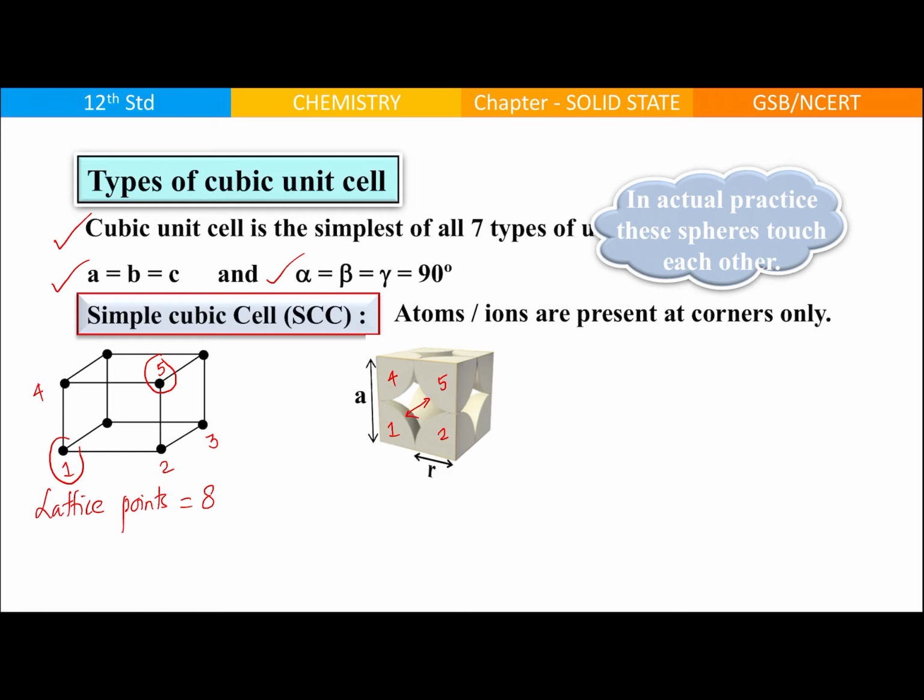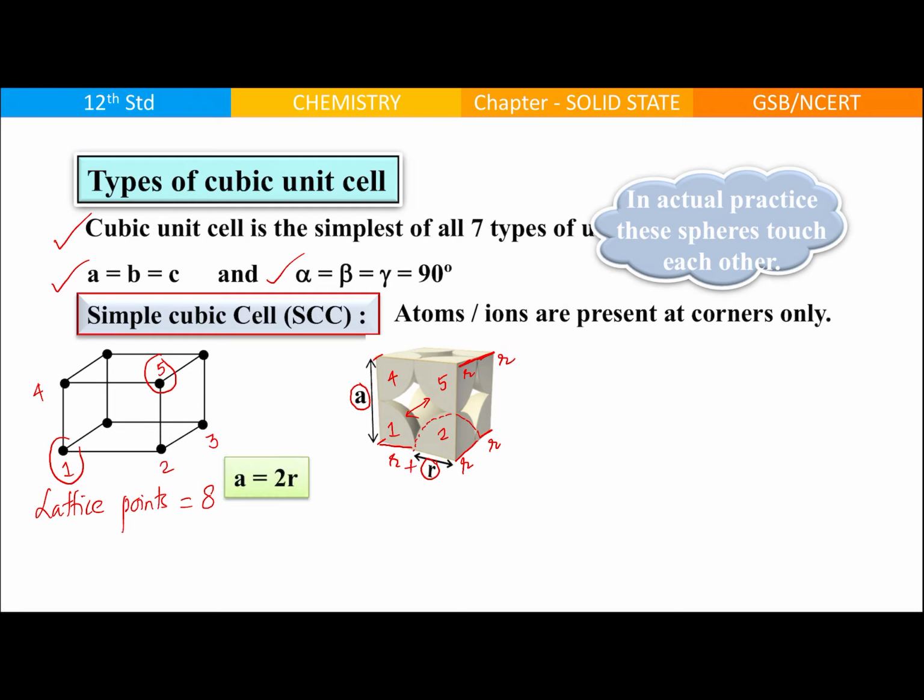Now this sphere has a radius of r, while the edge length of the cube is given by the symbol a. So if you see, what is this? This is also radius r. What is this? This is also radius r, but that backside radius looks smaller because it is a 3-dimensional diagram, and the 3-dimensional diagram has its problems. This value is also r, this value is also r, and this is also r. And if you add r and r, what do you expect you will get?